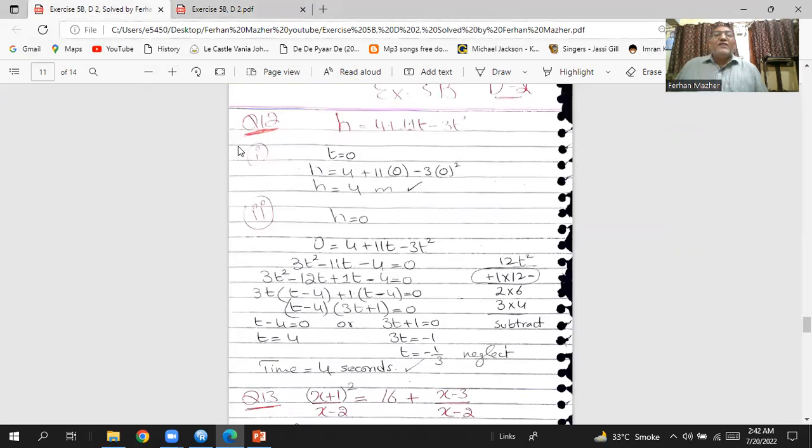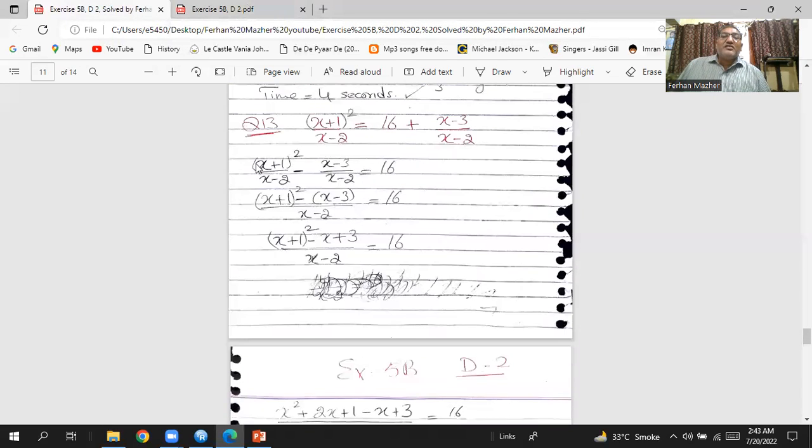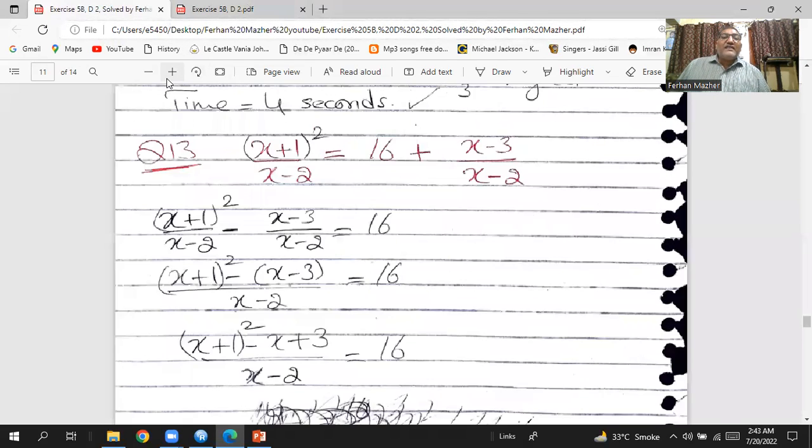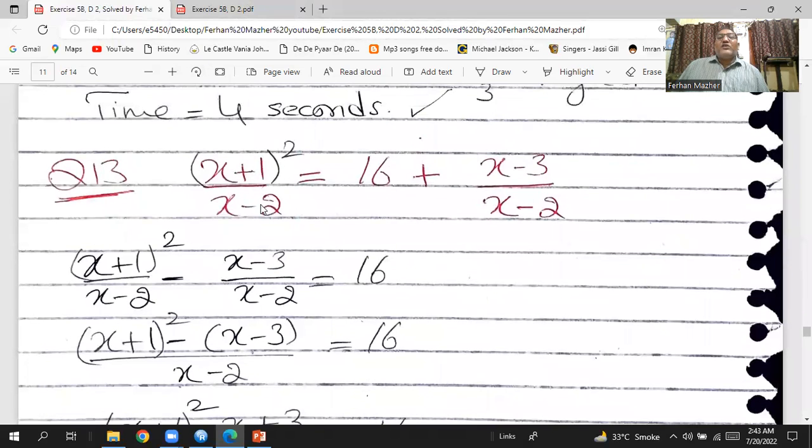So you see, when we write this in fraction form, try to understand this: (x plus 1) whole square divided by (x minus 2). The quotient is 16 plus the remainder, x minus 3. Whenever we write this in the form of an equation, under the remainder we always put the same denominator here. So you will have (x plus 1) whole square divided by (x minus 2).